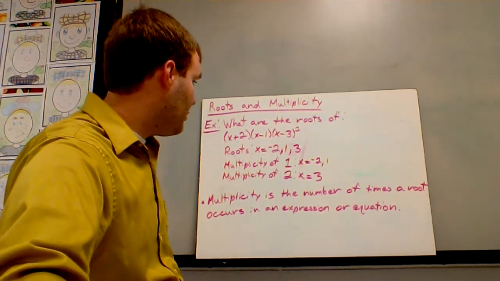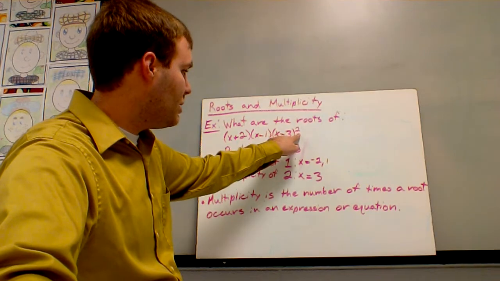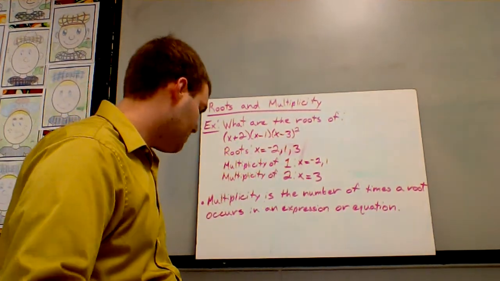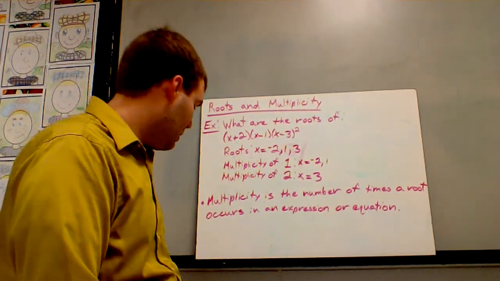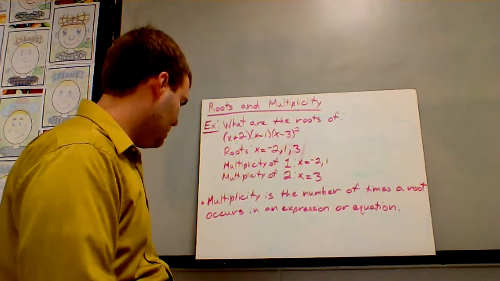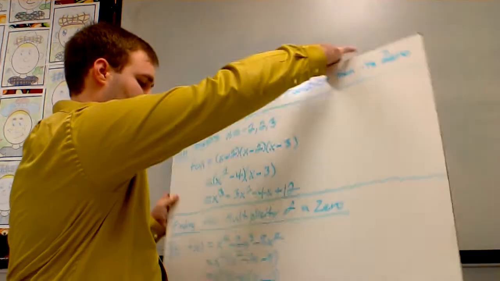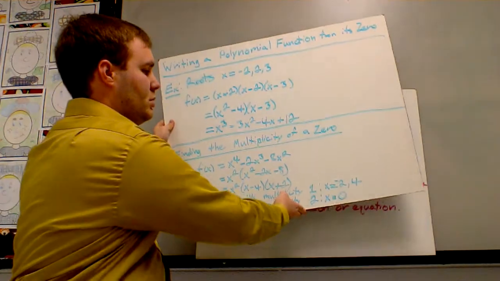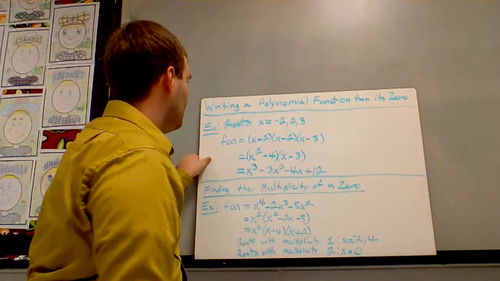So it's just the amount of times it happens. In this case, it's happening twice because it's squared. Okay? Multiplicity is not that hard. Don't make it any harder than it has to be. So my next board, it's got two things on it.